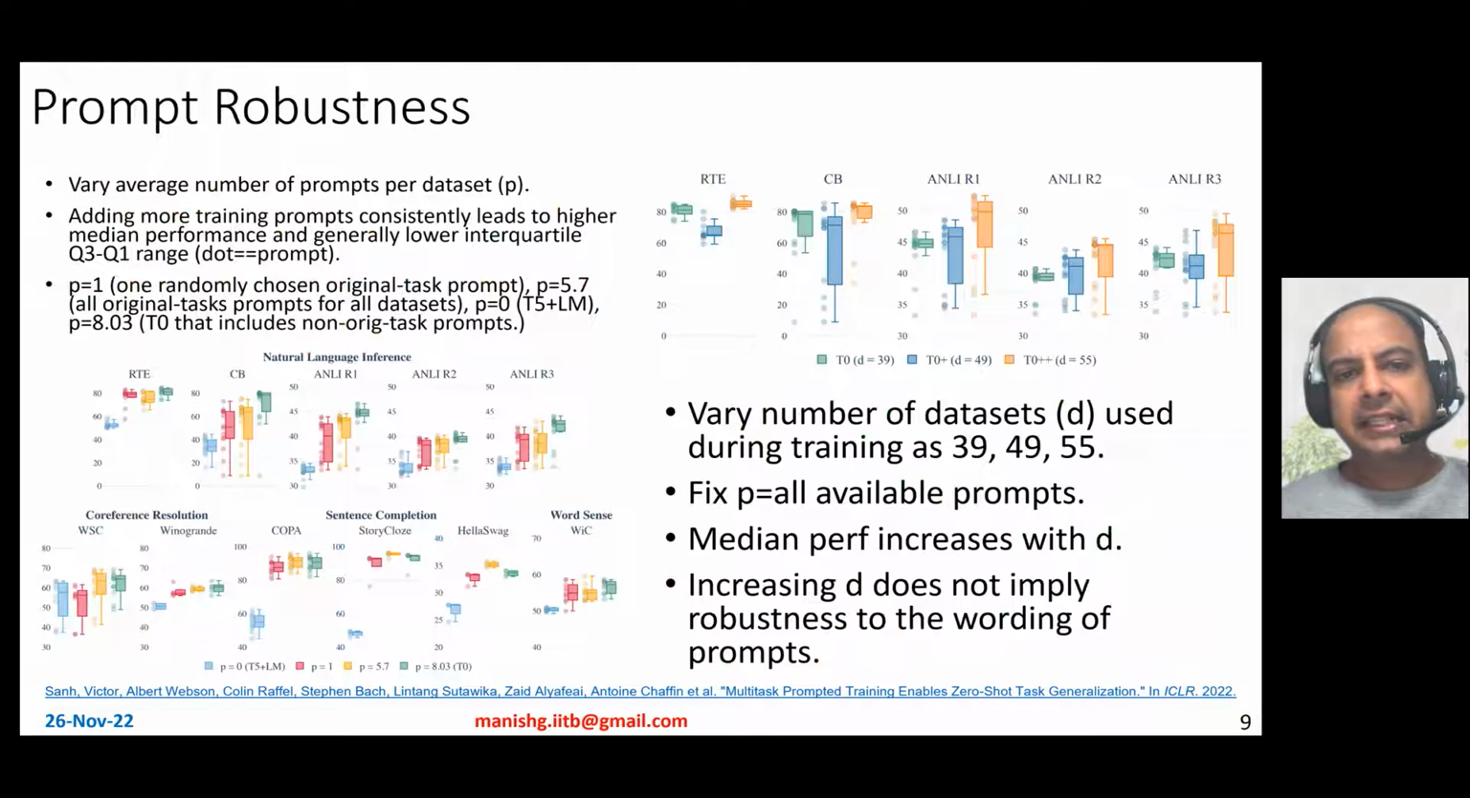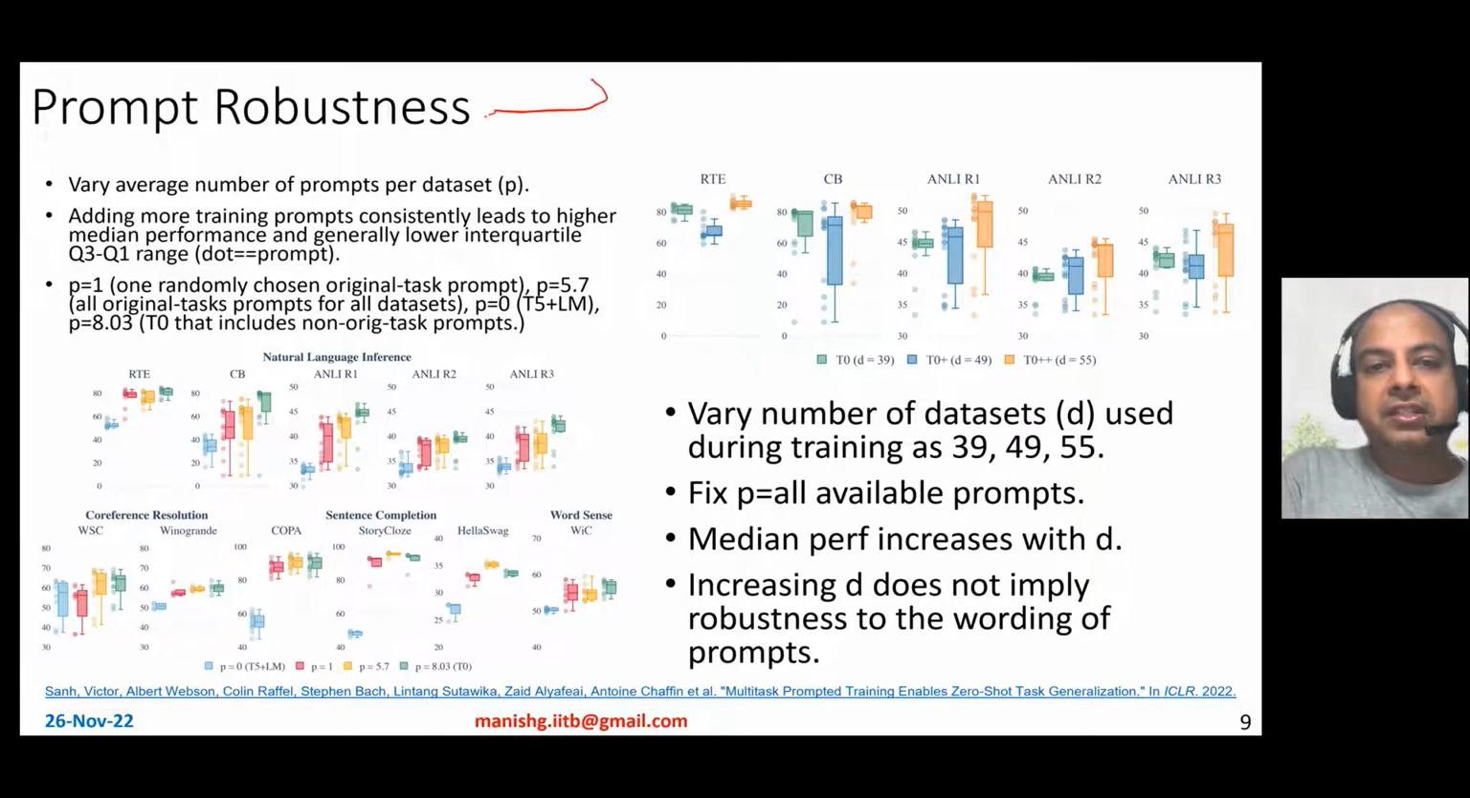What happens if you increase the number of prompts per data set? Remember, these guys asked people to generate several ways in which the model can be prompted to solve a particular problem. Now, if you train with just one way versus, let's say, several ways, which one gives you better results, and what does this look like? To verify prompt robustness, in short, they did two kinds of experiments. They varied the average number of prompts per data set while fine tuning, and they also varied the number of data sets used for multitask fine tuning, meaning T0, T0 plus, and T0 plus plus.